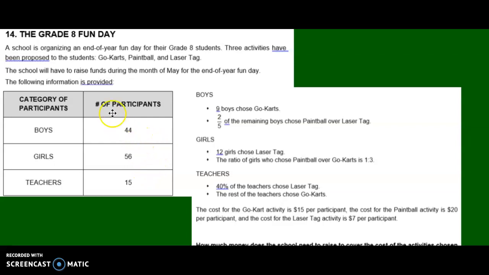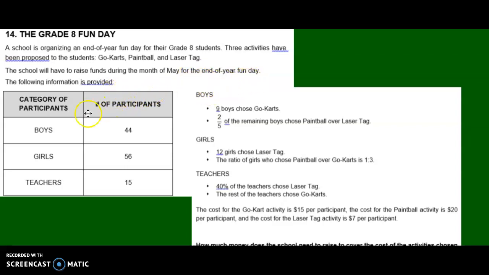Okay, here's another question here. The grade 8 fun day. School is organizing an end of year fun day for their grade 8 students. 3 activities have been proposed to the students: go-karts, paintball, laser tag. The school will have to raise funds during the month of May for the end of year fun day.